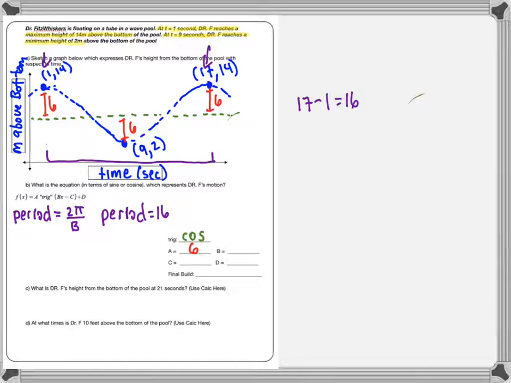So I'm going to let 16 equal the period and then solve for b. I would have 16 equals 2 pi divided by b, and then just do some cross multiplying, and it looks like b is going to be equal to pi over 8. You're just doing some cross multiplying there with the algebra, and that will give you pi over 8. So it looks like we got one of the harder parts out of the way.